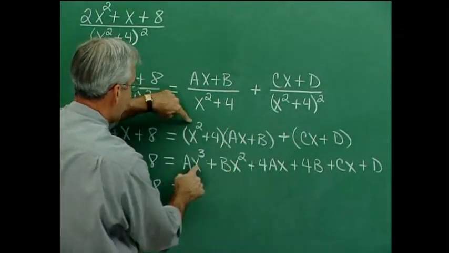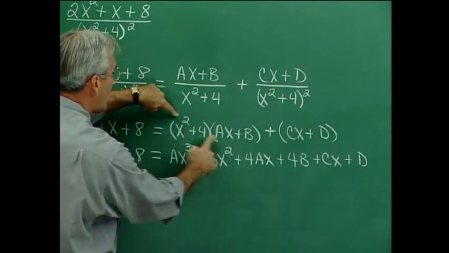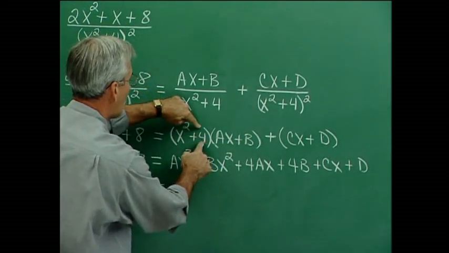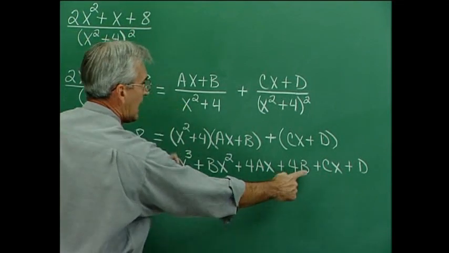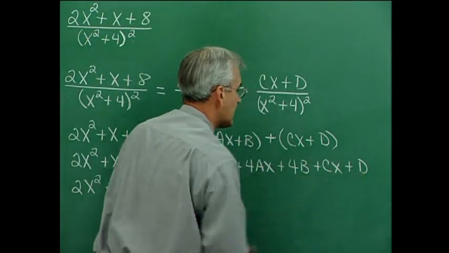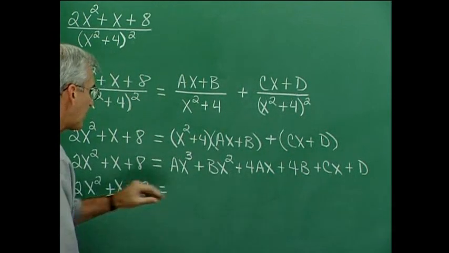x squared times ax is ax cubed. x squared times b is bx squared. 4 times ax is 4ax. 4 times b, 4b. And I'm bringing down the cx plus d. Now, we're going to pick up the problem at this point.